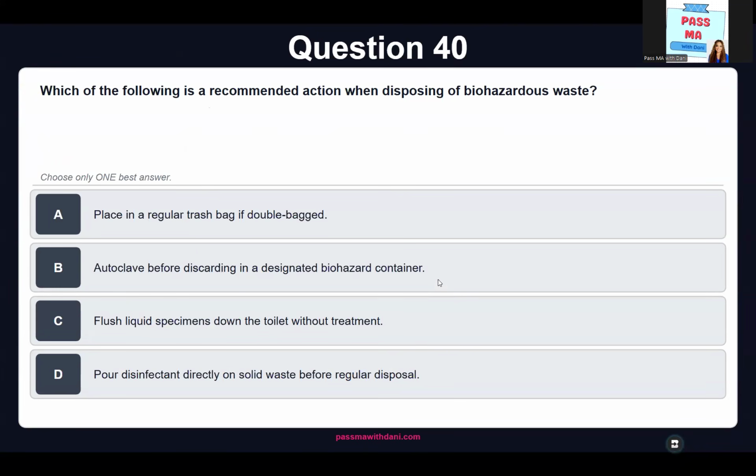All right, question number 40. Which of the following is a recommended action when disposing of biohazard waste? A, place in a regular trash bag if double bagged. B, autoclave before discarding in a designated biohazard container. C, flush liquid specimens down the toilet without treatment. Or D, pour disinfectant directly on solid waste before regular disposal. A recommended action when disposing of biohazard waste.